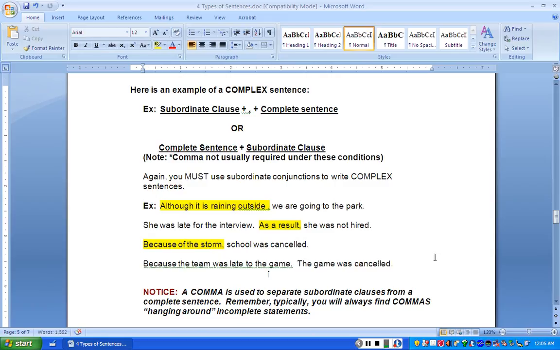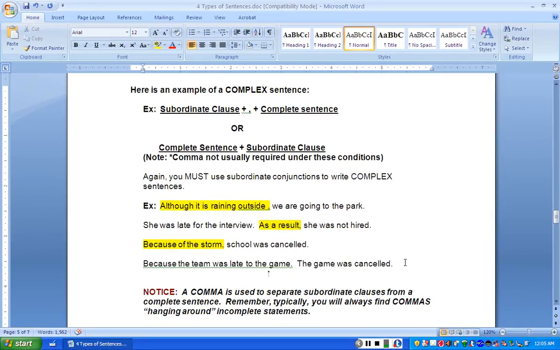Let's take a look at the example I just typed out. Because the team was late to the game was canceled. Now, when I read both of those together, they make sense. But see, writing is not just about whether things make sense when you read them together. You have to make sure you're punctuating things properly, and connecting your ideas and your thoughts correctly.